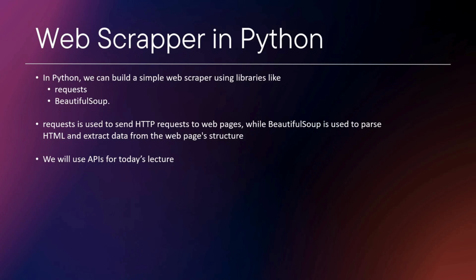So in Python, we build a simple web scraper using libraries like requests and Beautiful Soup. So we already know what requests does. That is, it is used to send HTTP requests to web pages and get the response. Now, Beautiful Soup is a different sort of library. It basically scrapes data from the websites that do not provide an API.